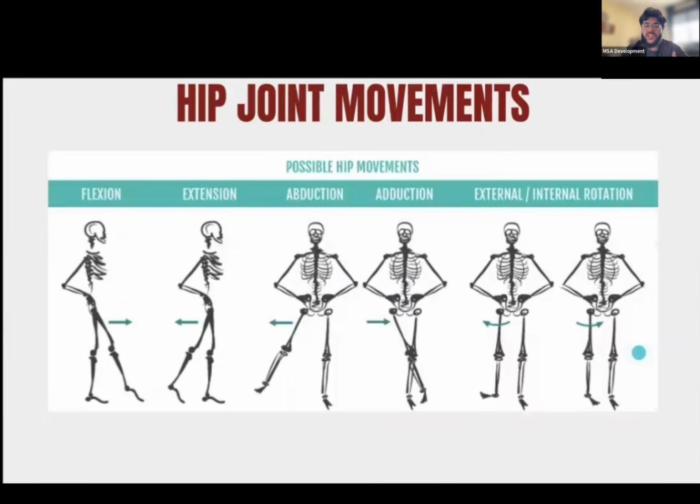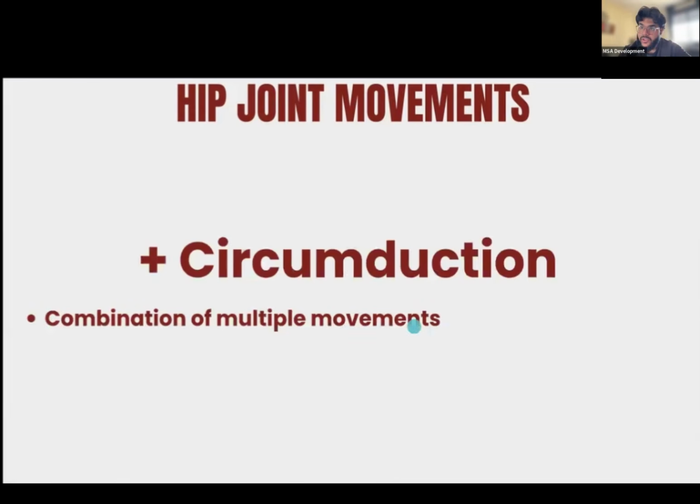Because the hip joint is a ball and socket joint, it has the greatest range of motion. It has both flexion and extension. It has abduction, which is moving away from the body, and adduction, so adding the limbs together, so moving towards the body. It also has external and internal rotation. All of these are parts of the hip joint's movements. In addition to this, the hip joint also allows for circumduction, which is basically a combination of all the six movements that I just mentioned.